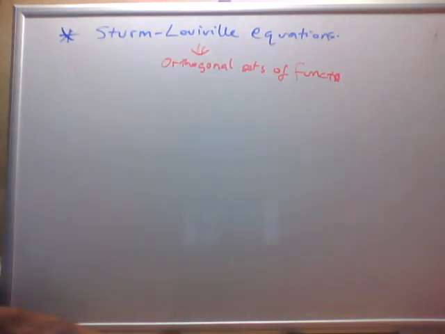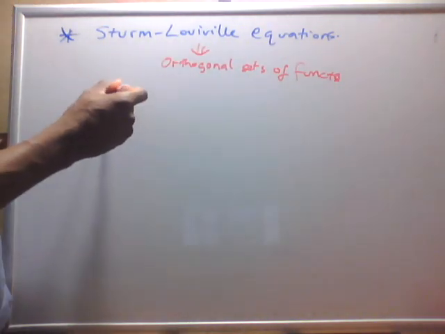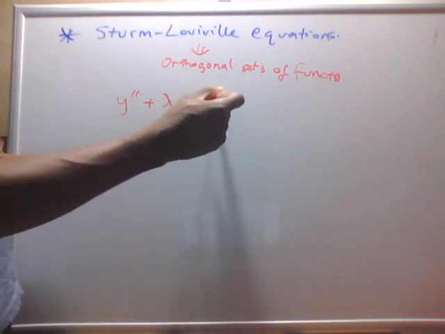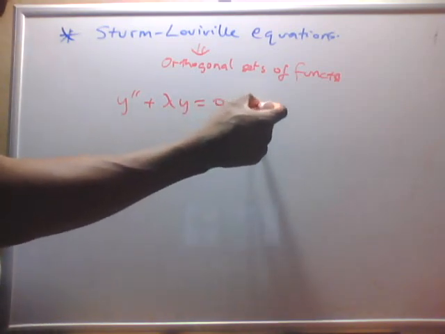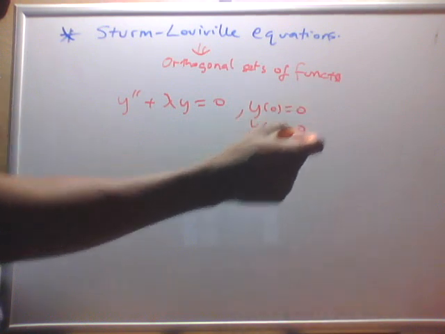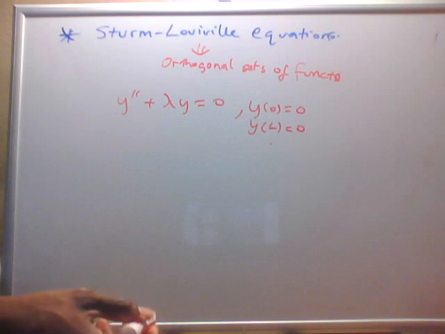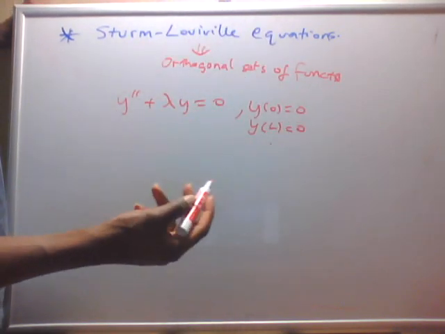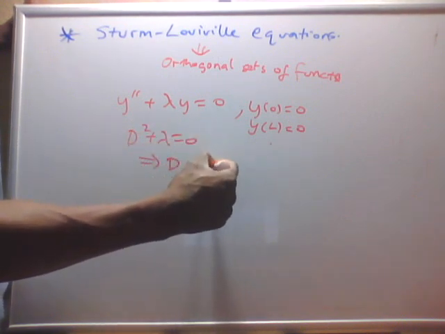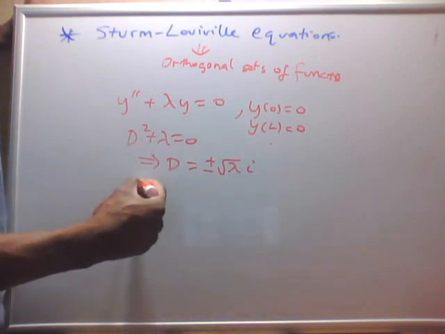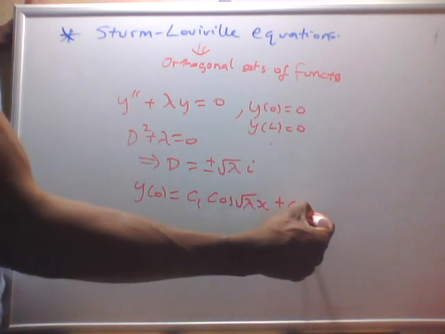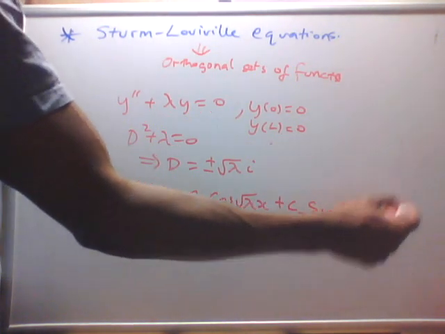Okay, I'll go back to the example that we solved in class because it is a really good one. It was for y(0) equals 0, y(L) equals 0, whatever our interval is. If you remember, we solved this using the characteristic equation D squared plus lambda equals 0, which meant that D was plus or minus square root of lambda times i, and that's why we had y of x equals c1 cosine root lambda x plus c2 sine root lambda x.